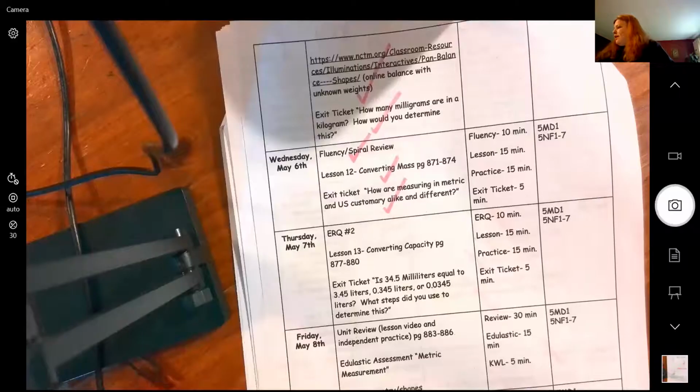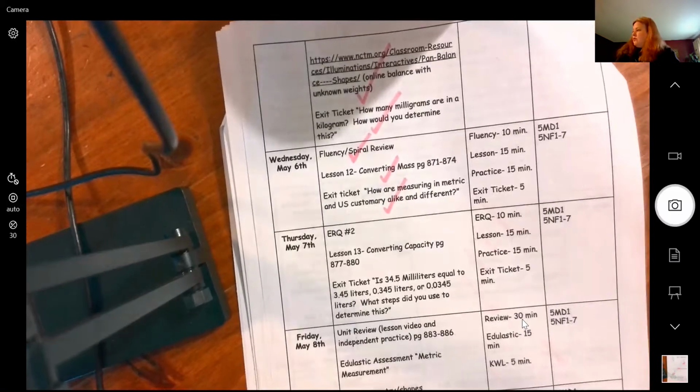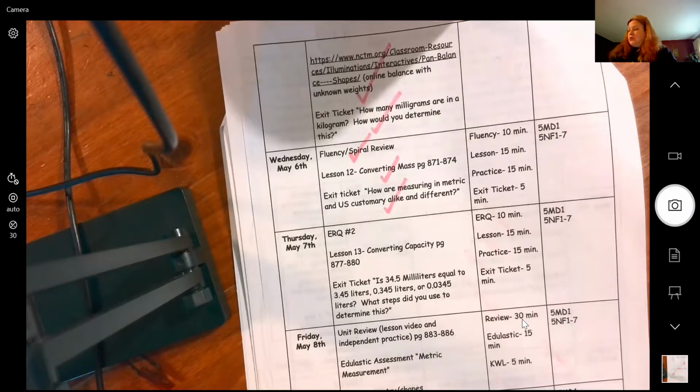So make sure you have your anchor chart out for your metric measurement as well as your calendar. And we are on our last real day of metric. Tomorrow will be a review. So our standard we're working on is I can measure in metric, identify what unit to measure in metric, and I can convert in metric.